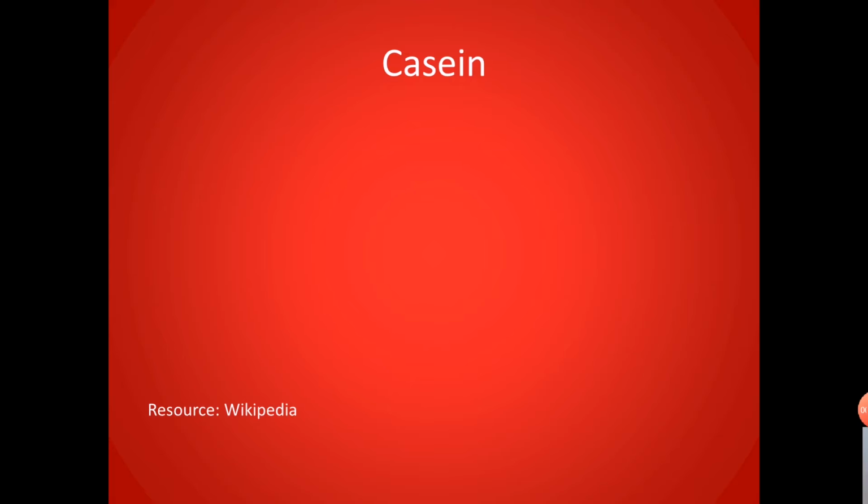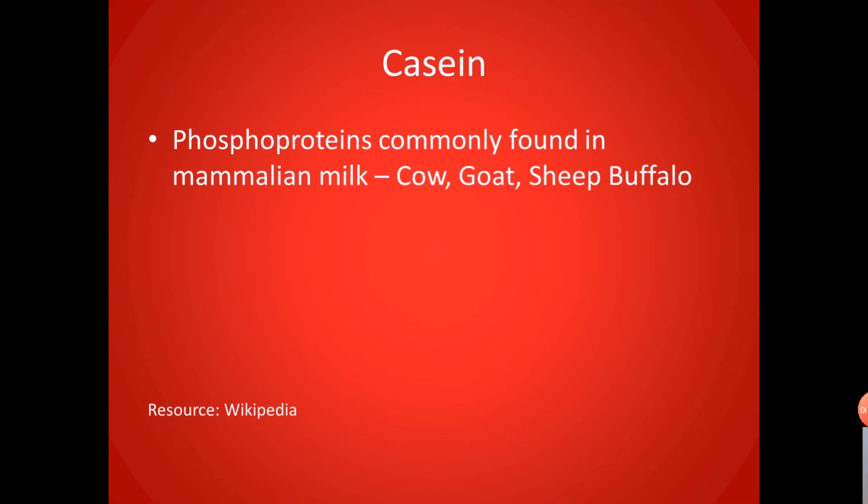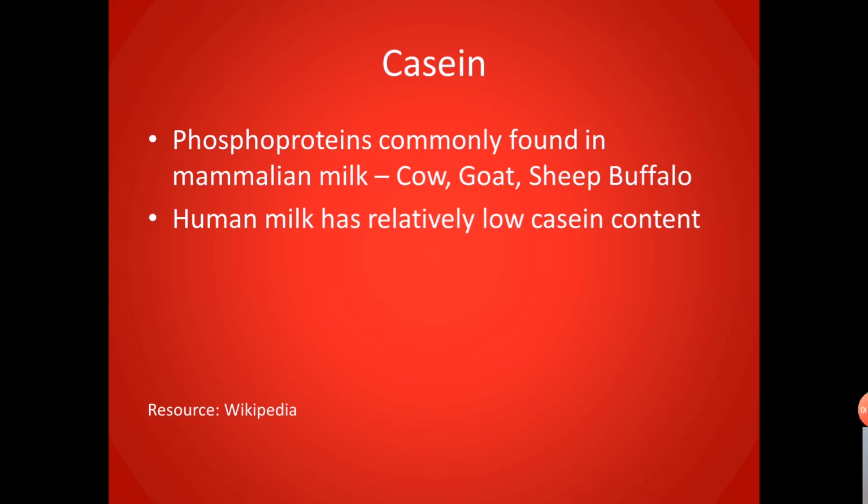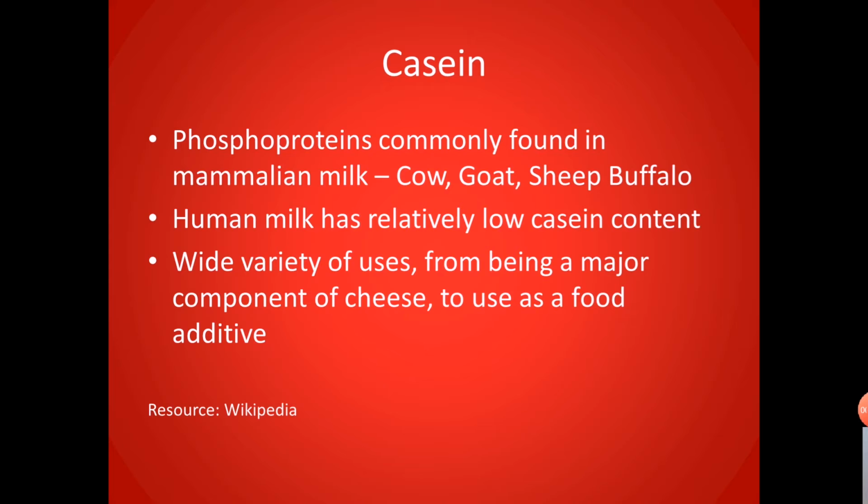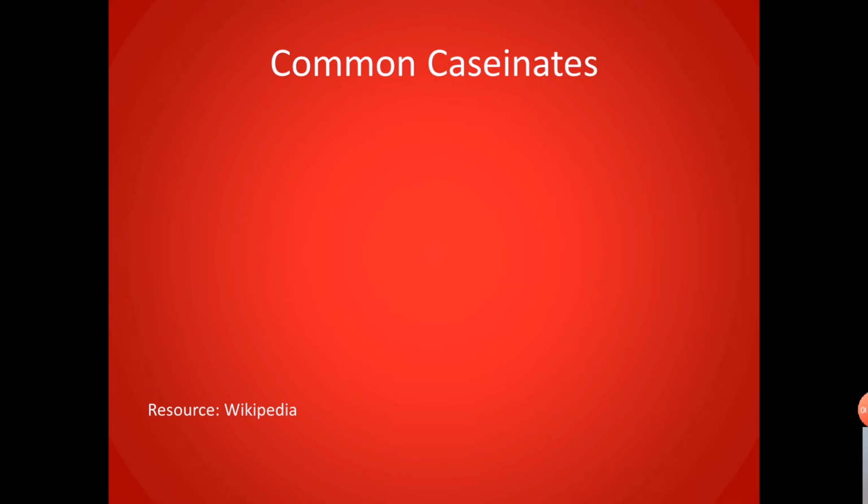And what is casein? So while we're talking about it, let's find out what casein is. It's phosphoproteins, usually in mammal's milk. So cow, sheep, buffalo, although human milk is very low casein content, probably because we are the only mammals that drink milk after we're weaned. Other mammals don't do that. So it's not only a component of cheese, but it's a food additive. So they use it in a lot of commercially processed foods.